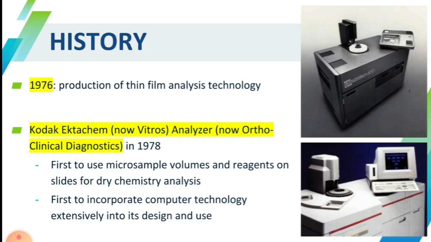So, some of the events regarding the history of automation. Way back in 1976, it started the production of thin film analysis technology, and the first company that used microsample volumes and reagents on slides for dry chemistry analysis was Kodak Ektachem, which is now Vitros. And they were also the first to incorporate computer technology extensively into its design and use.